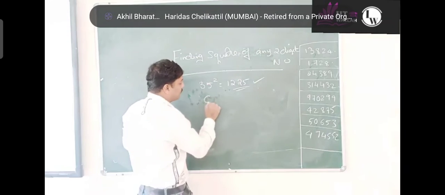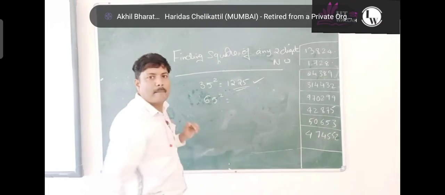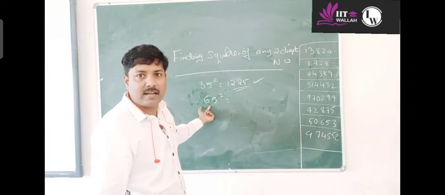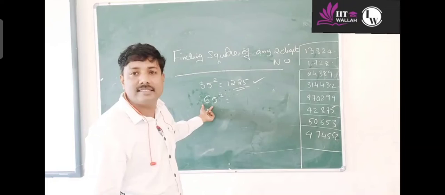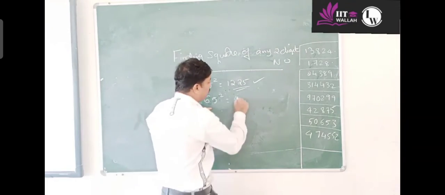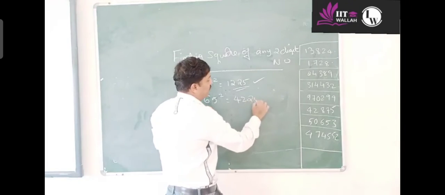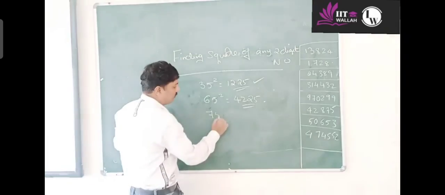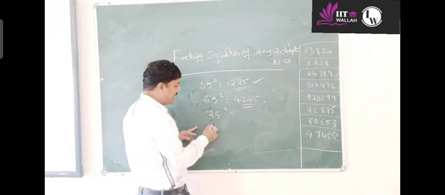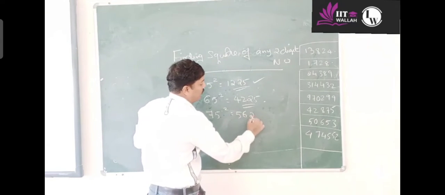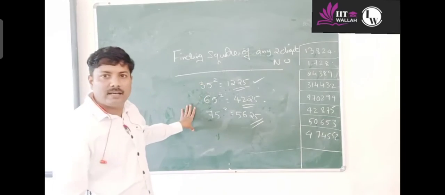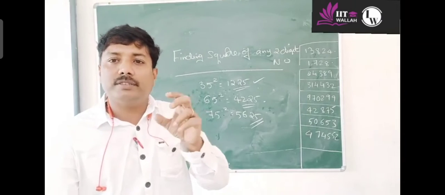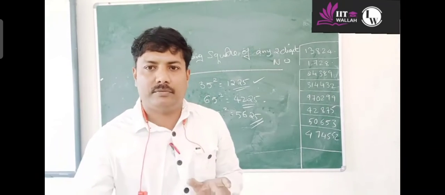Suppose we need to find the square of 65. You multiply 6 with the successor. That means the successor of 6 is 7. 7 6s are 42. Then at the last you write 25. Okay. If it is 75 square, you multiply 7 with 8. 8 7s are 56. Then 25. Clear? This is how we find the square of any 2 digit number whose ones place is 5.